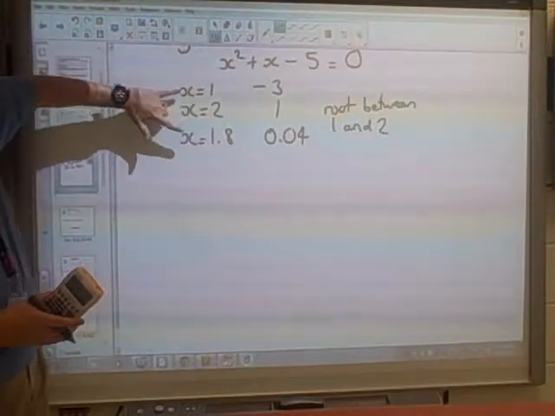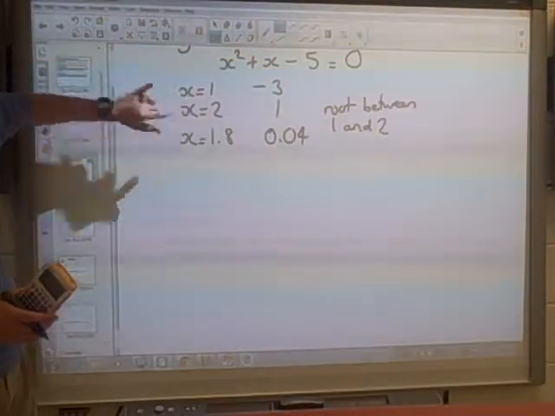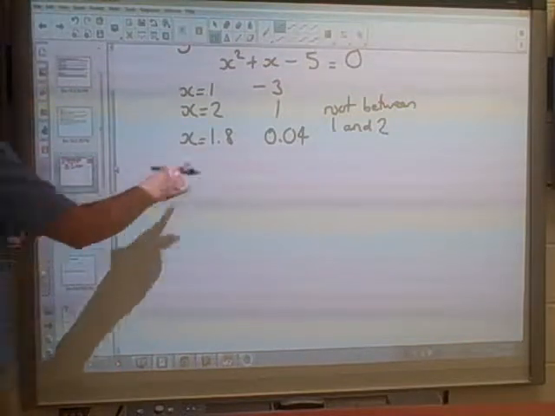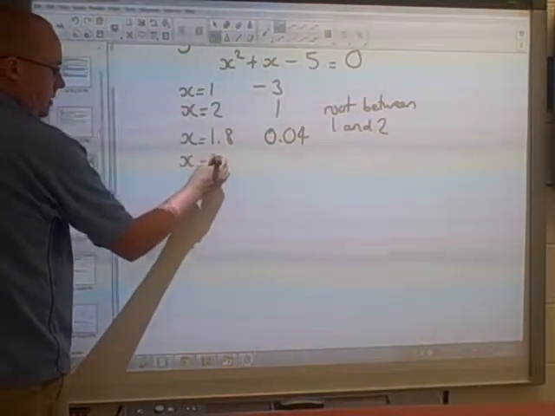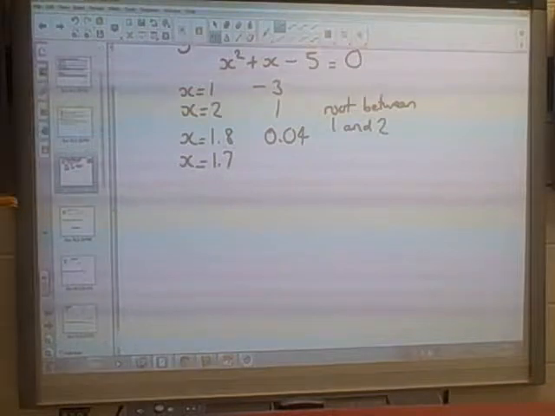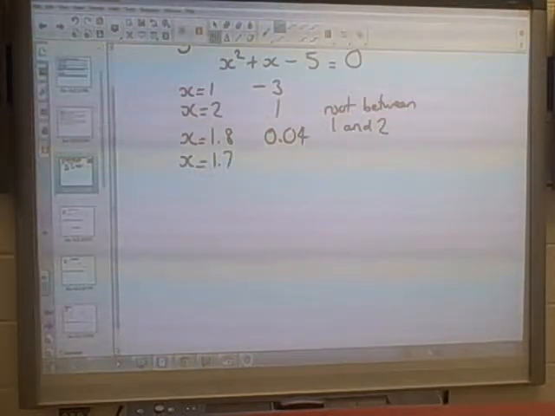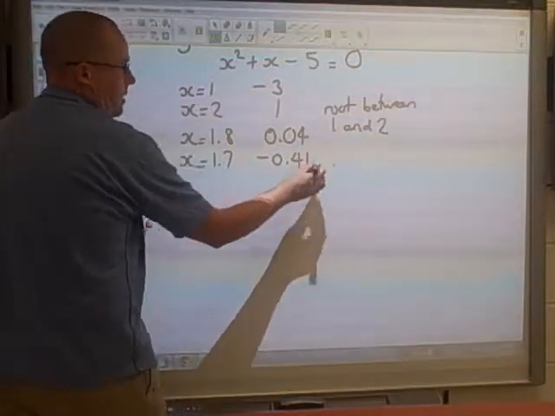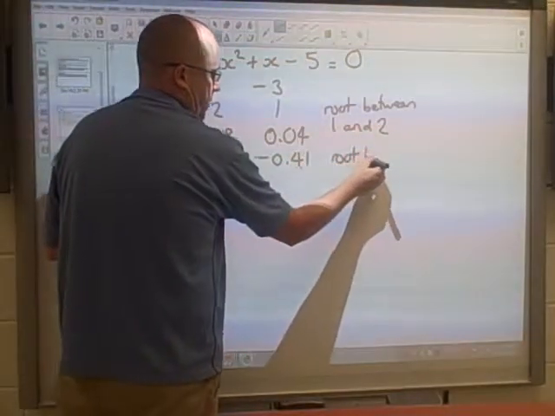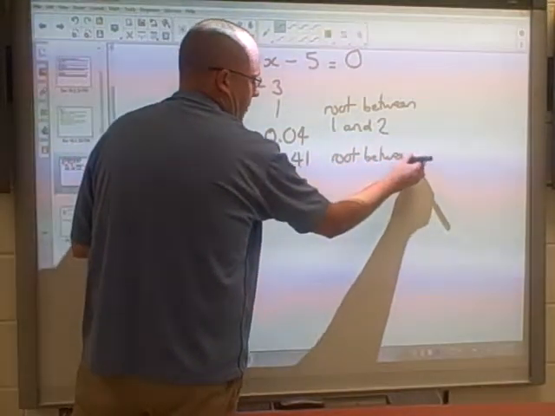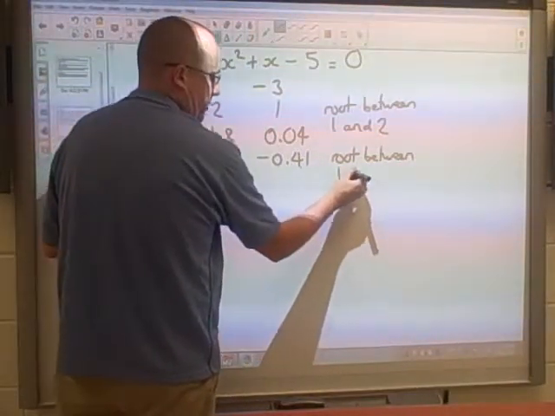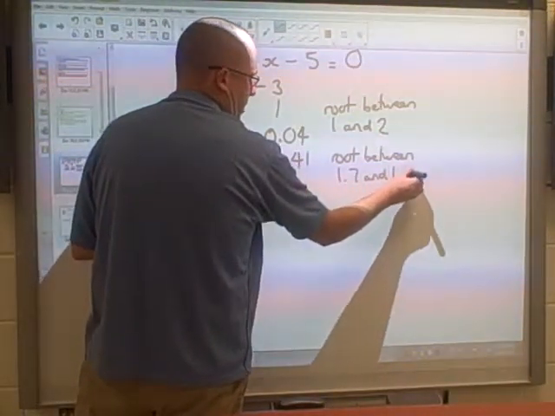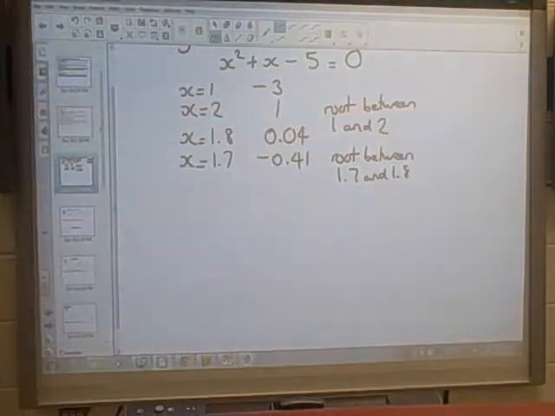So this is also positive and this is negative. So I could automatically say there's a root between 1 and 1.8. So I've narrowed it down a little bit more. Now as 1.8 was a little too big, I'm going to try 1.7, see if I can narrow it down still further. And this one turns out to be negative. So I can now say that, to be a bit more accurate, there's a root between 1.7 and 1.8. So I'm doing pretty well so far.